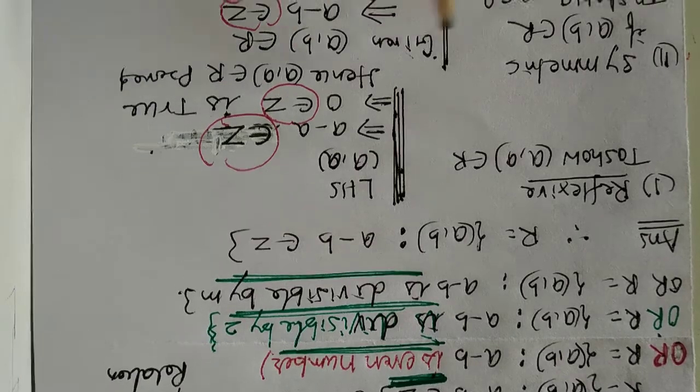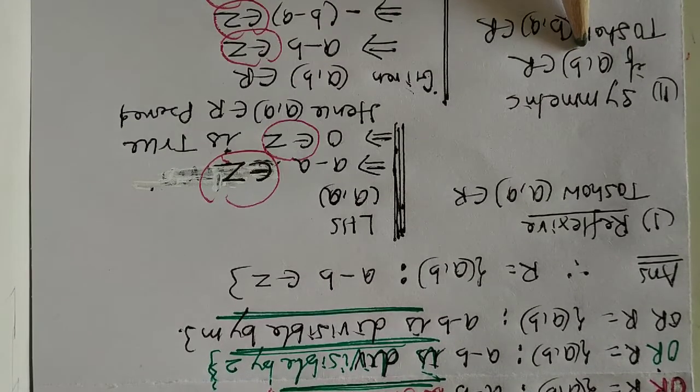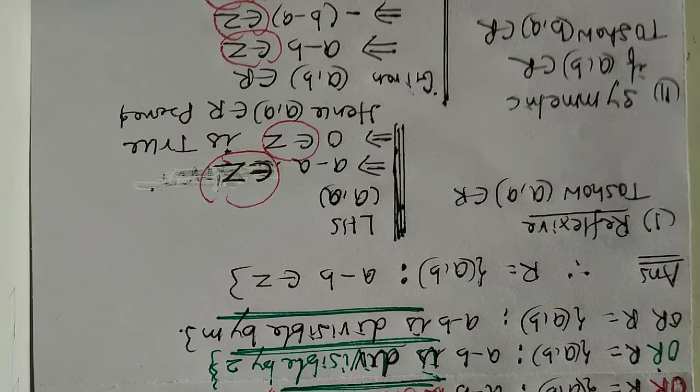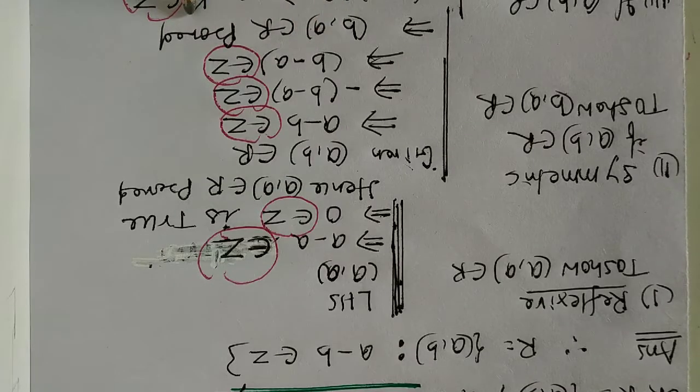Now symmetric. In symmetric, if (a, b) belongs to R, we have to show that (b, a) belongs to R. Let (a, b) belong to R. This implies, by definition, a minus b belongs to Z. Minus common, b minus a belongs to Z. Minus removed, b minus a belongs to Z, Z is integers. Now it means (b, a) belongs to R. So this is proved.